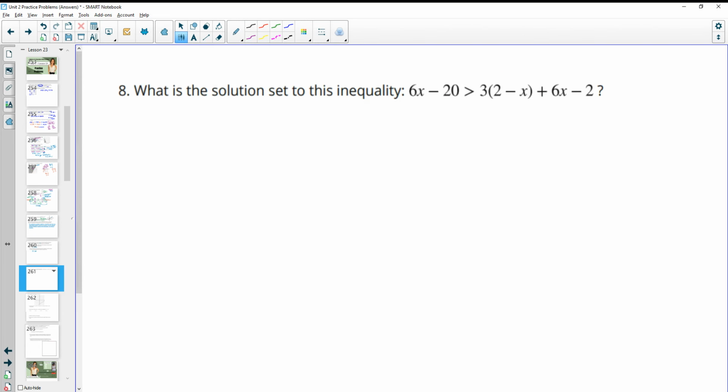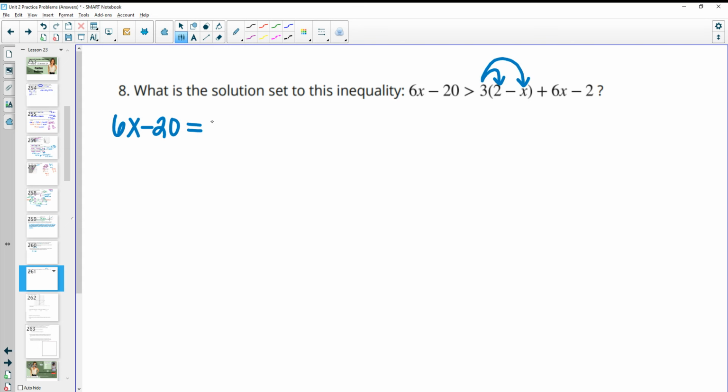Number 8, what is the solution to this inequality, the solution set? So I'm just going to write it down and do some simplifying. We're going to solve for the boundary. So I'm just going to switch in an equal sign here. And then we've got parentheses and multiplication.